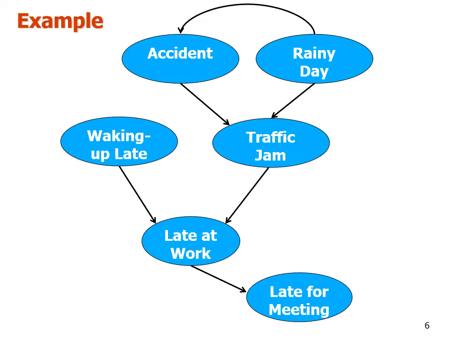Suppose you did not wake up late, then accident could be the reason why you are late for work. So these two variables, waking up late and accident, are not independent if you are given the value of this event, late at work. Thus, this particular graphical representation encodes certain conditional independence relationships.